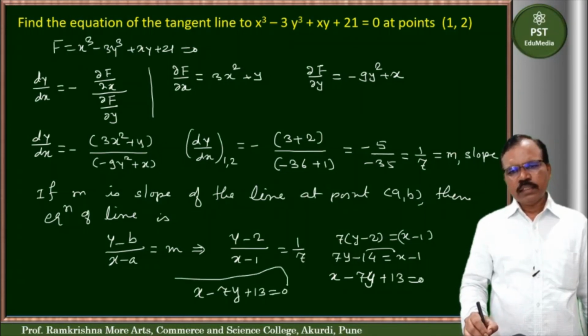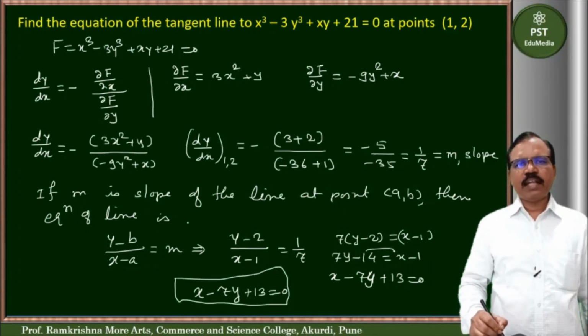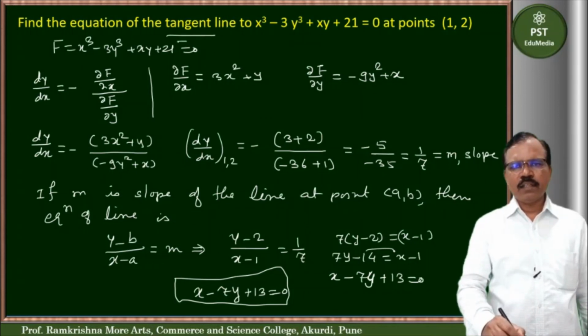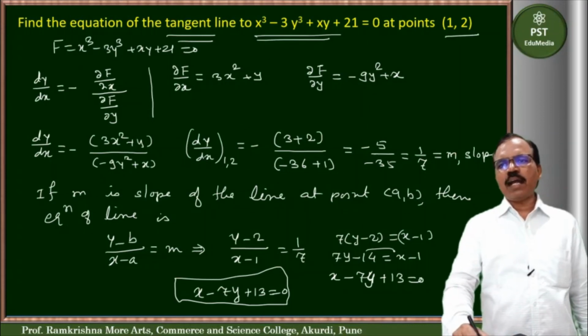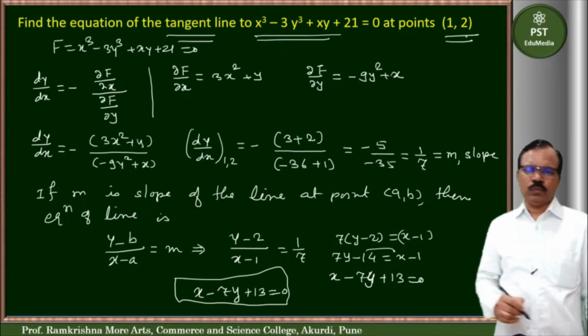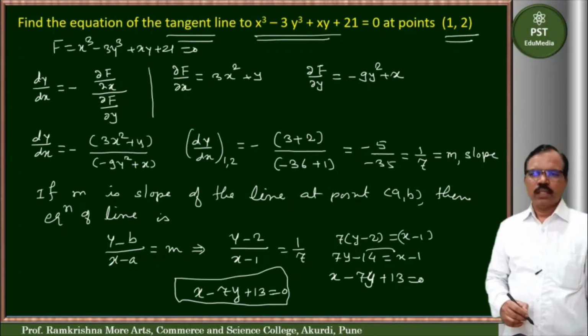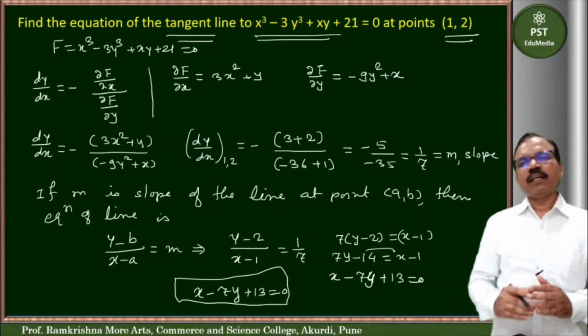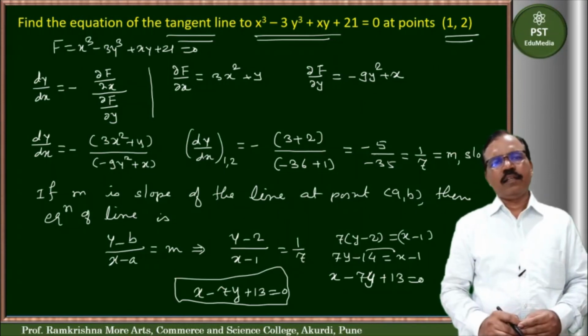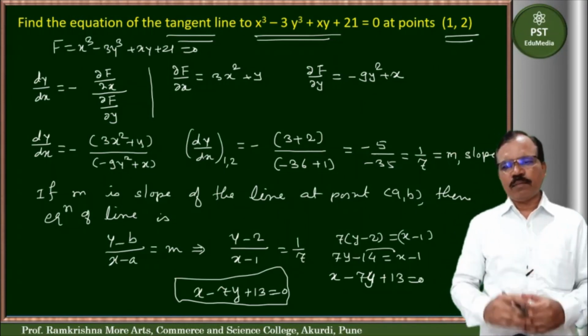What is this? This is the equation of the tangent line to this curve at point (1, 2). So this is about implicit function and derivative dy by dx from implicit function.